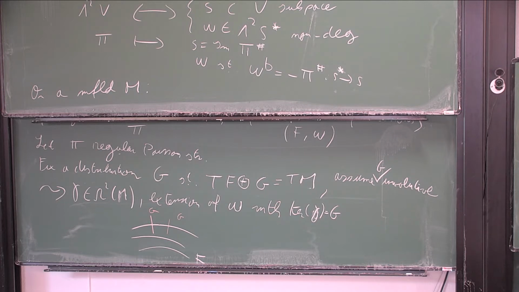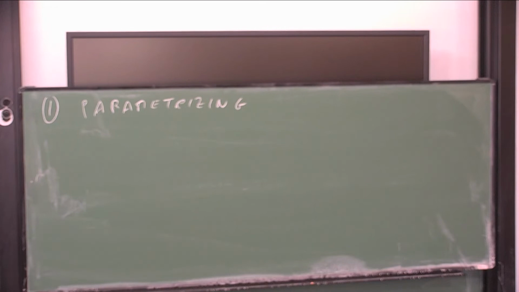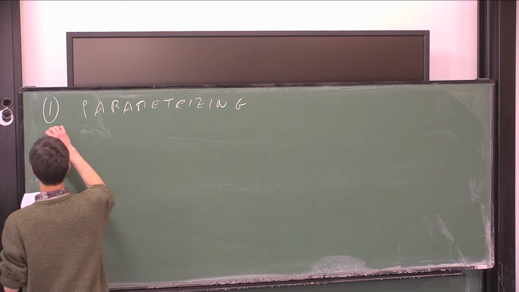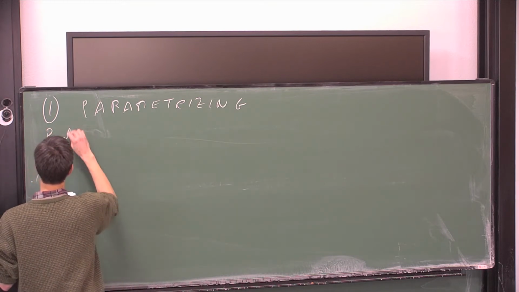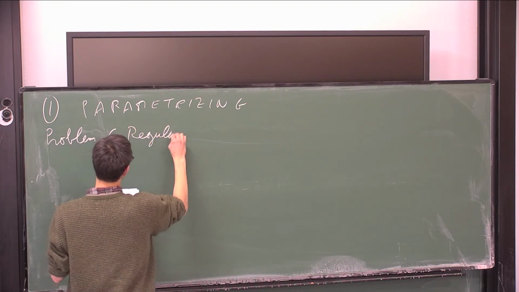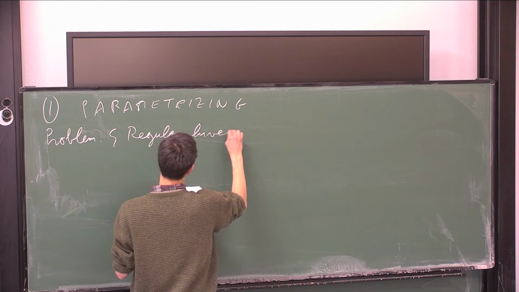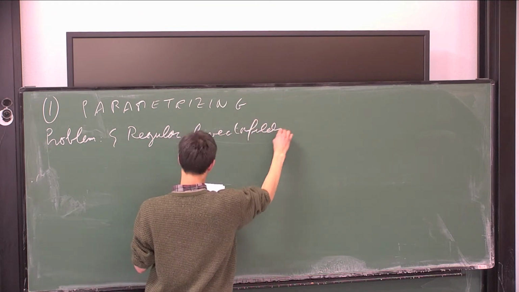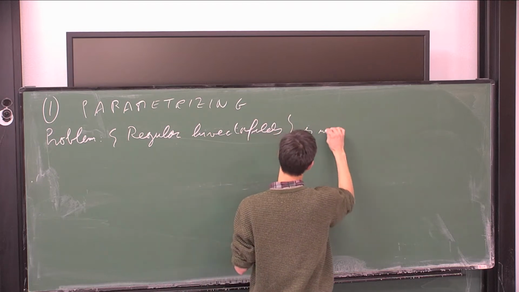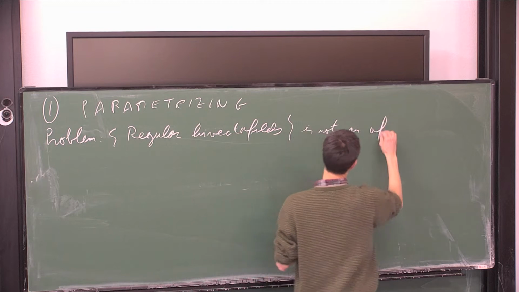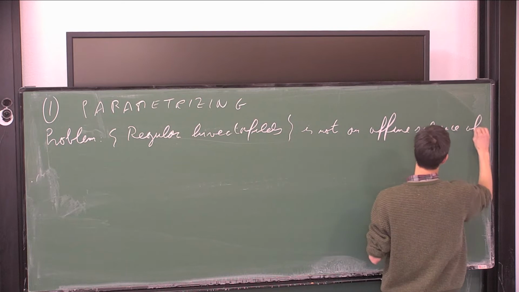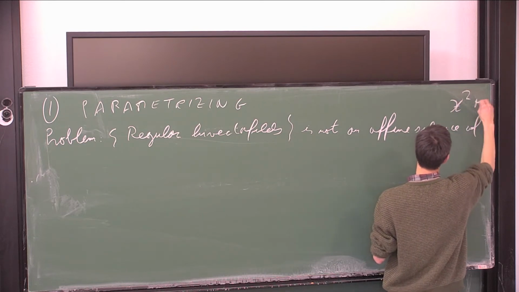Parametrizing what? Parametrizing regular bivector fields and regular Poisson structures nearby pi. Okay, so a little problem, which also makes things interesting, is the following. Regular bivector fields do not form an affine subspace of the space of bivector fields.